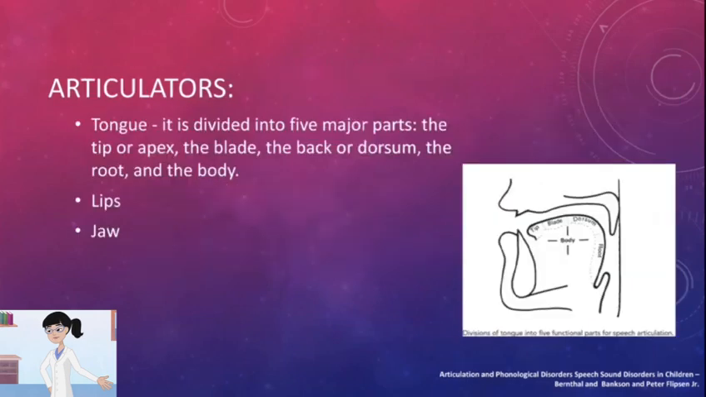Next, the articulators, which consist of the tongue, lips, and jaw. The tongue is further classified into five major parts: the tip or apex, the blade, the back or dorsum, the root, and the body. Here, the jaw participates in speech production by aiding the tongue and lip movement by providing skeletal support for these organs. And the nervous system plays the major role, which controls the entire process by translating the message to communicate into a pattern of signals that runs to the various muscles of the speech mechanism.